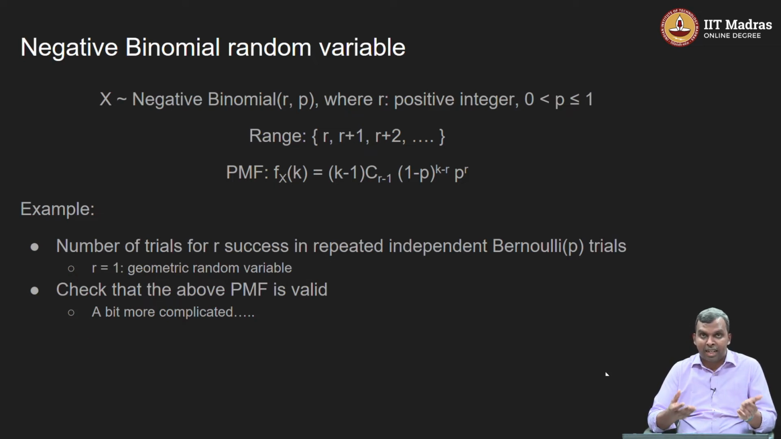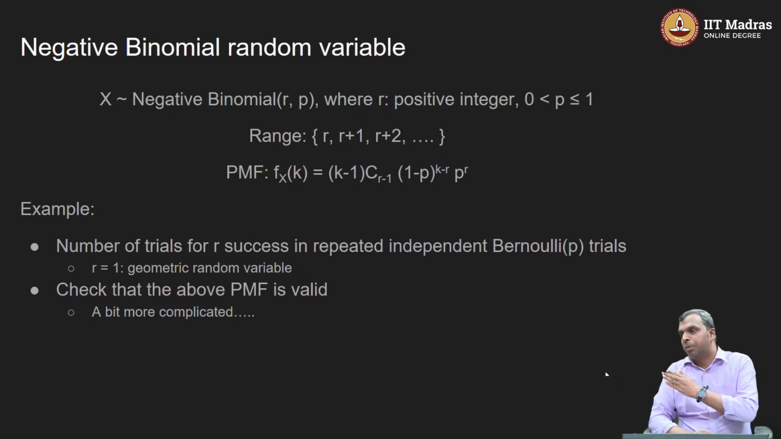I've shown you how it arises. So sometimes you may want two successes when you do Bernoulli trials, right? So what is the number of trials needed for 2 successes? That will be a negative binomial random variable with parameter 2 comma p. Okay, so that's the negative binomial random variable. It's a new one. We're seeing it for the first time in this lecture.